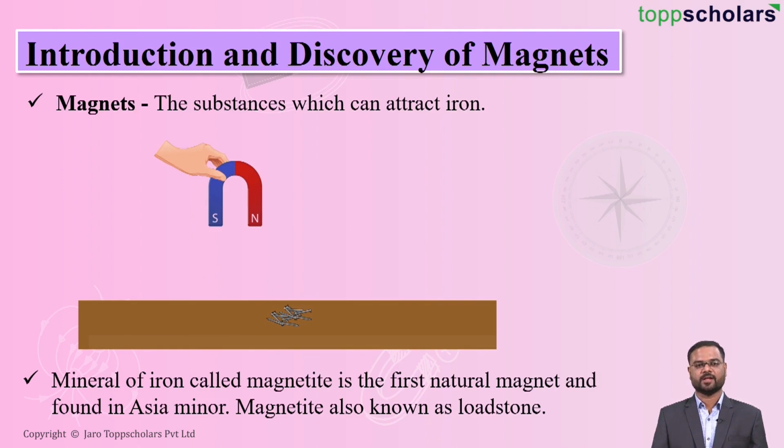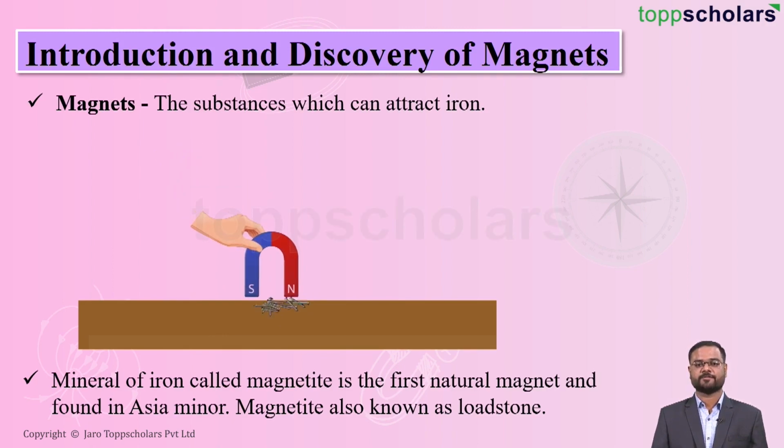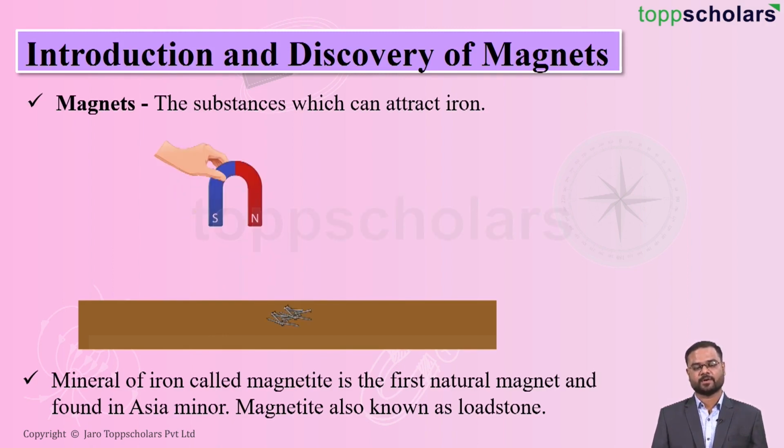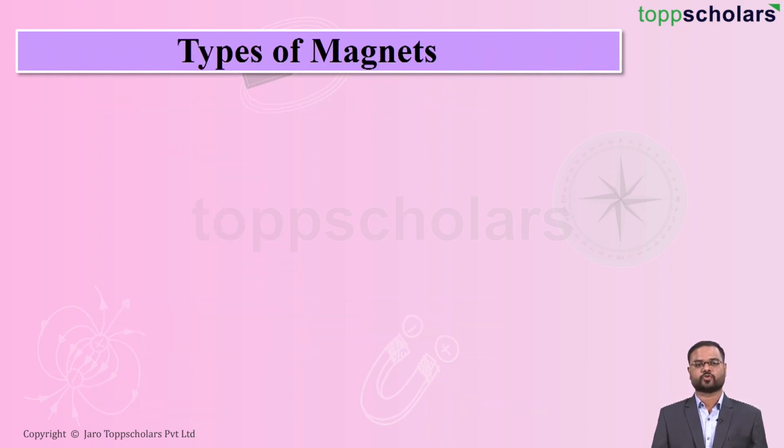What did we learn? Here we learned that as we move a magnet towards pieces of iron, they get attracted towards it. Also, we found a mineral of iron called as magnetite, and that was the first natural magnet, and it was found in Asia Minor. Now, magnetite is also known as lodestone.